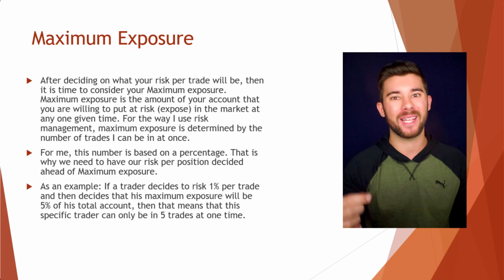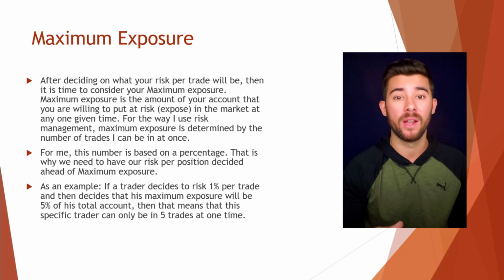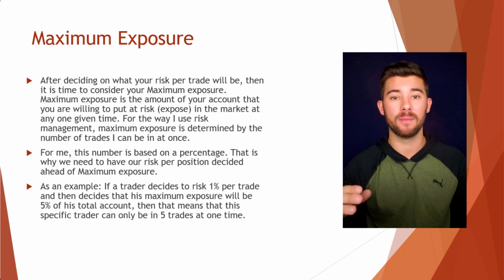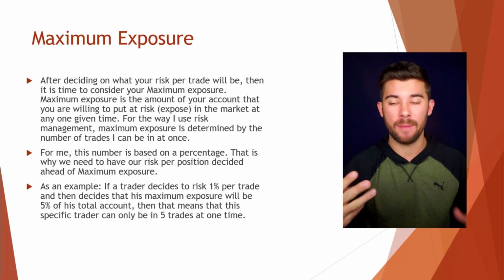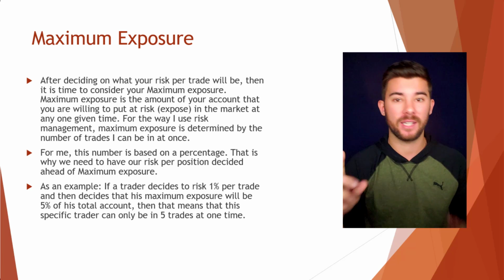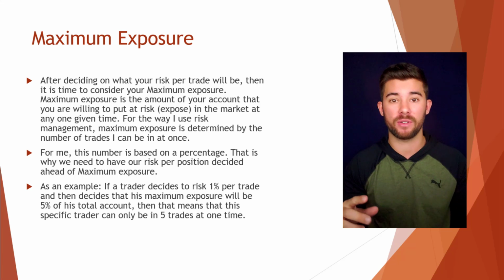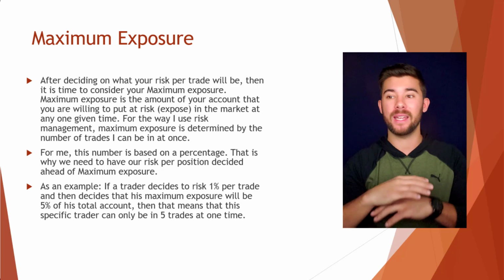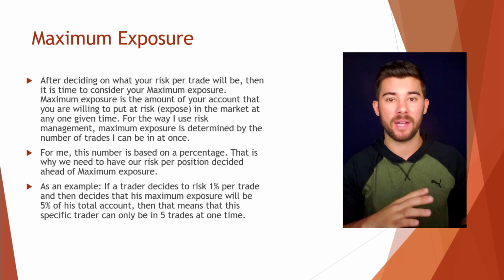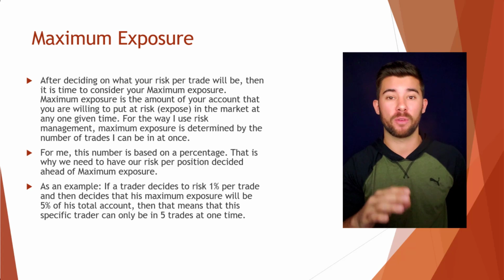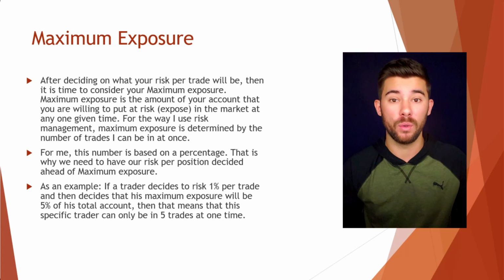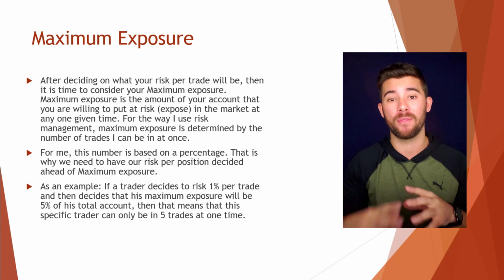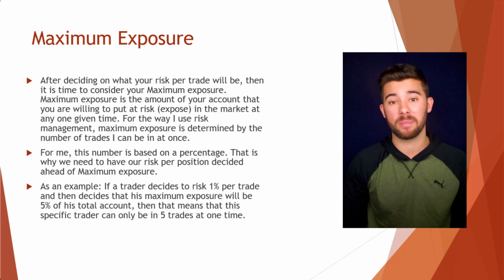So personally, I don't like having more than 6% of my total account ever exposed in the market at once, right? I don't want to be in more than 3 trades at a time if I'm risking 2% per trade, 6 trades at a time if I'm risking 1% per trade. I don't want to ever risk more than 6% of my total account value at any one given time based on the amount of trades I'm in and based on my risk per position. So that is an overview of maximum exposure, another number you need to sit and think hard about before you implement it into your risk management plan.